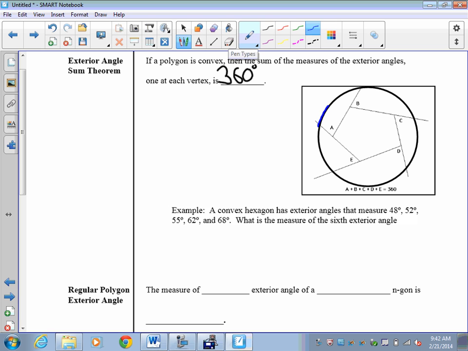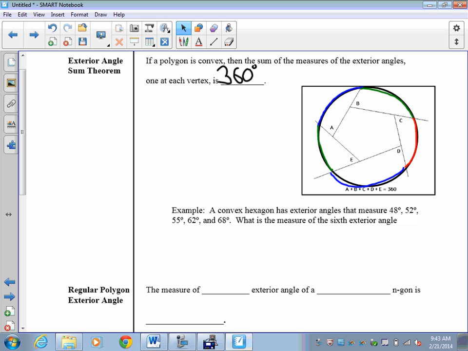We see that angle A is this big here. Angle B is this big. Angle C. Angle D. And angle E. So whenever I add all those angles up, it's going to be 360. It doesn't matter how many sides I have because I can always form that circle around it.